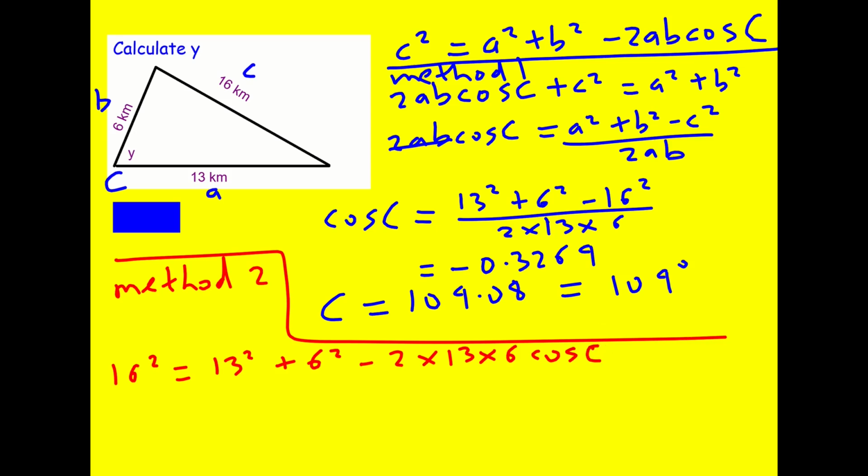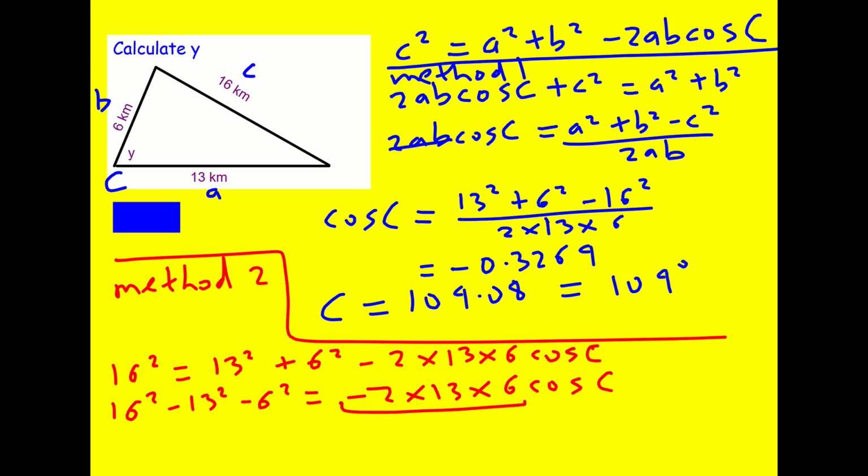And I'm basically going to do the same steps that I did before. Probably when you're solving an equation, I would just subtract 13 squared and 6 squared all in one go, and I would leave that as minus 2 times 13 times 6 cos c. And then I would divide through by the negative.